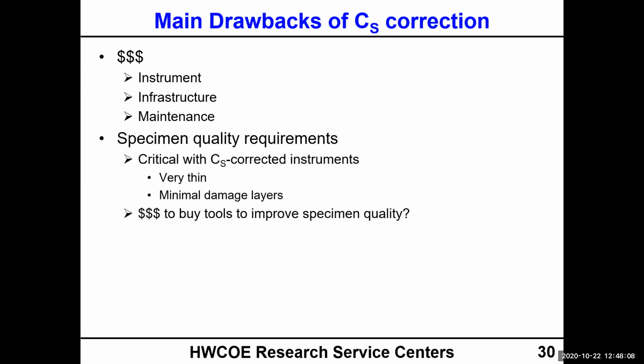Specimen quality requirements. These become more critical with a CS-corrected instrument. Having a thin sample, we saw the example I showed you previously, where having the thinner sample gave you the better results. That's obviously true whether you have a non-corrected or a corrected tool, but it becomes more critical with a corrected tool. Even to the point where now there are companies that make tools specifically to make better samples. So you might have to spend additional money if you want to get specimens that are sufficient quality to get the top performance out of your CS corrected instrument.